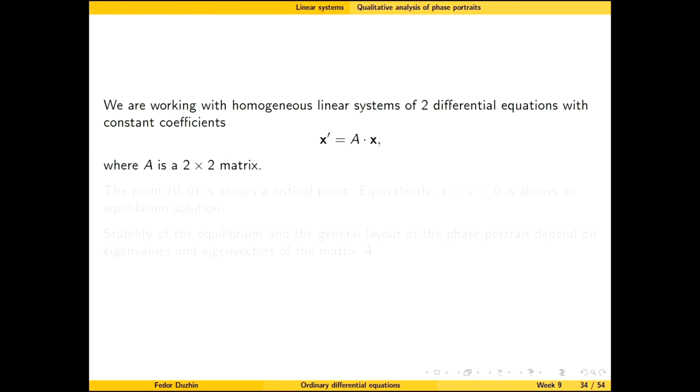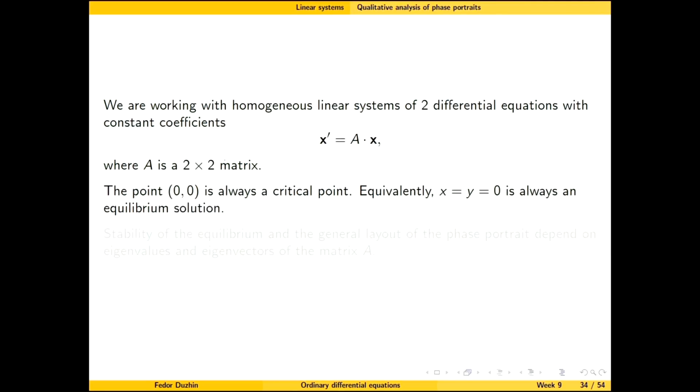Now we're going to do some qualitative analysis of phase portraits. We are working with systems of two differential equations with constant coefficients, so linear systems. Notice that the origin is always going to be a critical point, but we are going to assume that the determinant of the matrix A is not 0, meaning that the origin is the only critical point. There is no other solution than (0, 0).